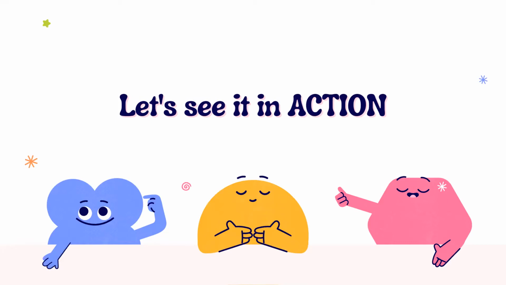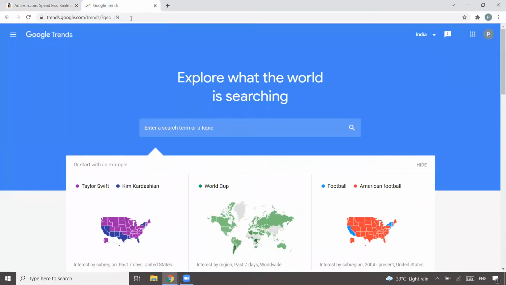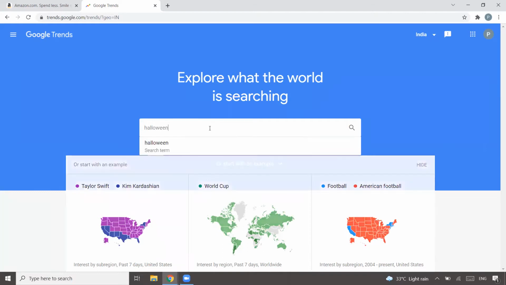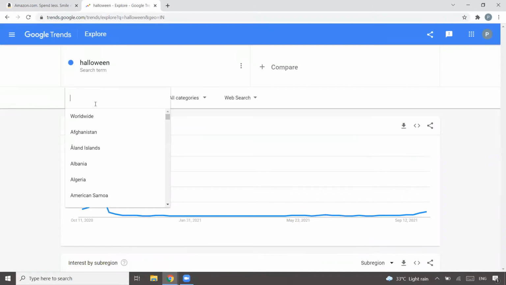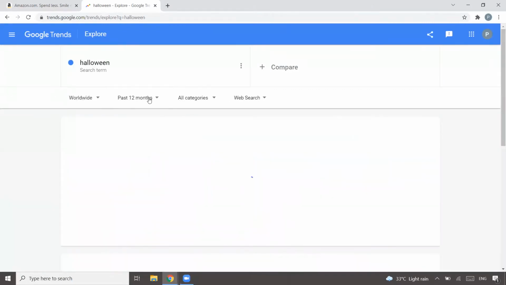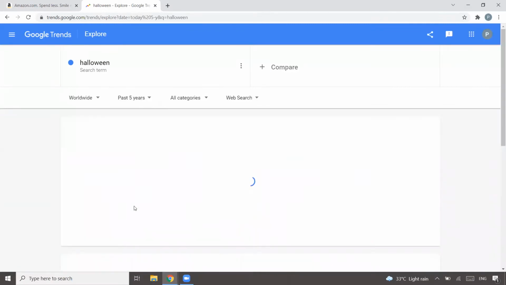Okay, let me now switch over to the browser in another tab, and let's first go to Google Trends. So as we are in October, and one of the most important holidays of Q4 is Halloween, let's search for that. In Google Trends, I'm putting Halloween. And over here, I'm selecting worldwide. And let's take a look at the data for the past 5 years.